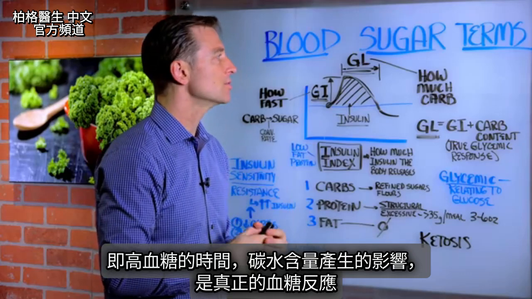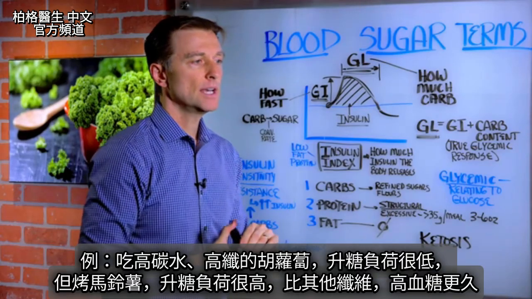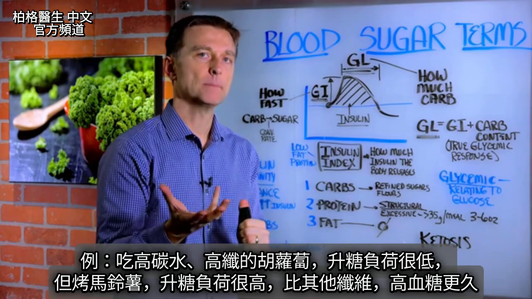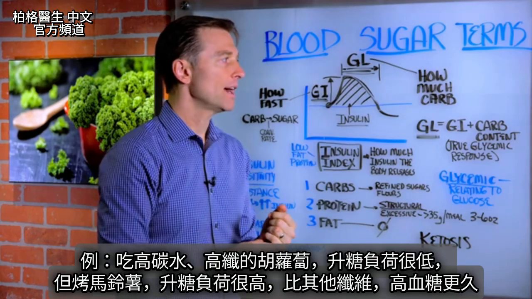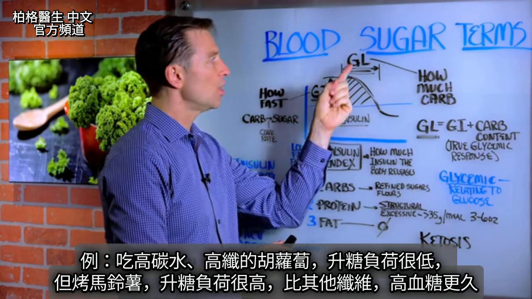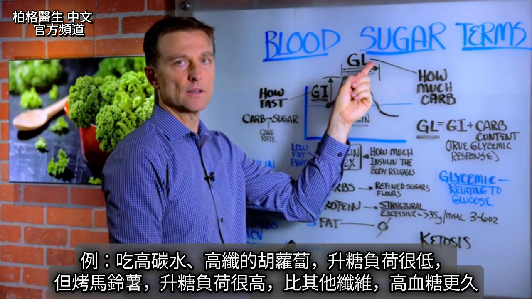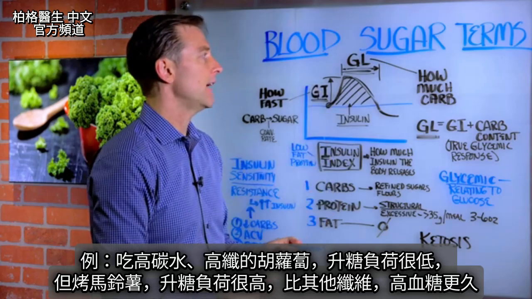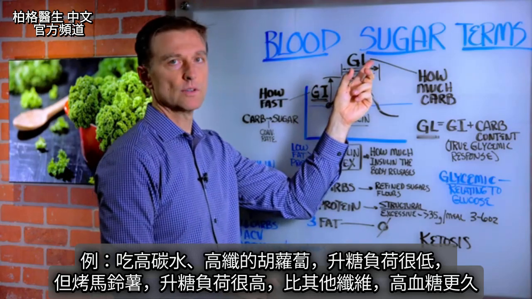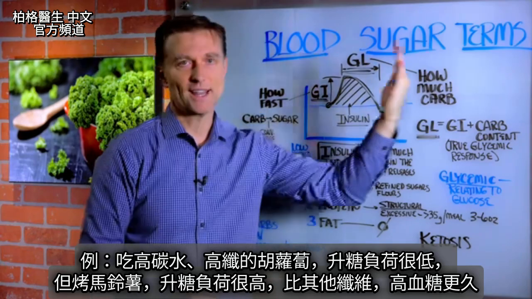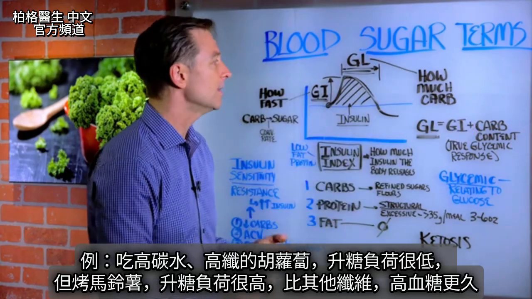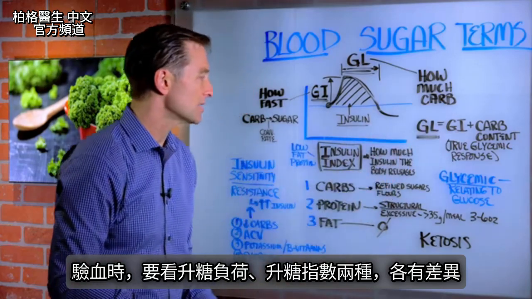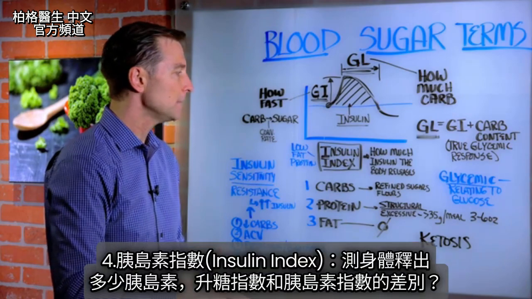It's really like the true glycemic response, because let's say, for example, you eat carrots that are high in carbohydrate. Well, they're also high in fiber, so they're going to have a low glycemic load. But a baked potato is going to have a very high glycemic load, because it's going to create a longer duration than something else with fiber. So that's another term, and we want to look at both of these terms when we're measuring things, because there are some subtle differences.